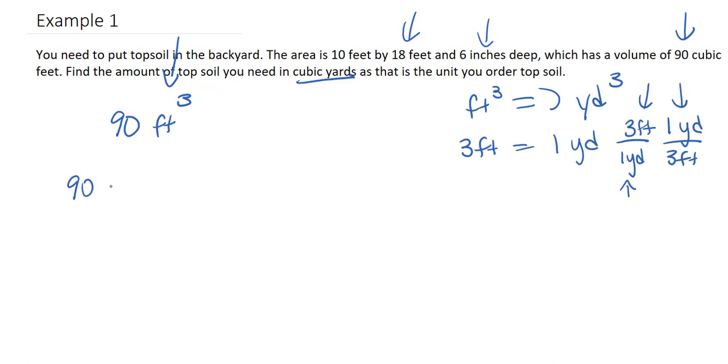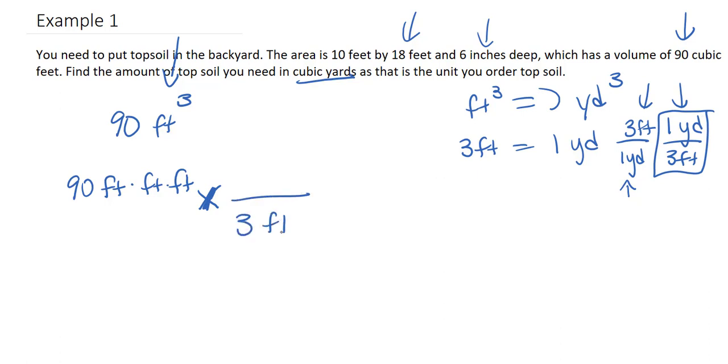So if we have 90 feet cubed, instead of that, let's write feet times feet. We're just writing it 3 times, because that's what it means, right? We have 3 copies of feet. And then we use this one, because we need the feet on the bottom to get rid of the units for feet, with 1 yard on top. We cancel out this feet and this feet.